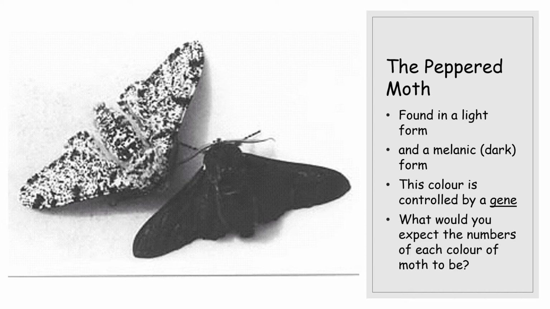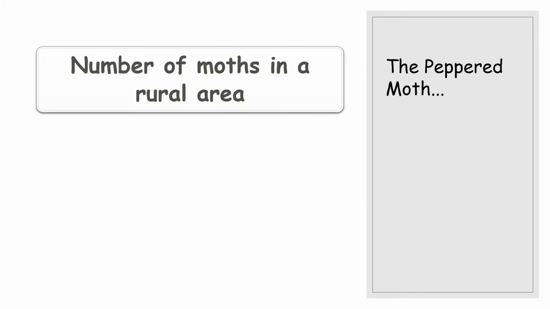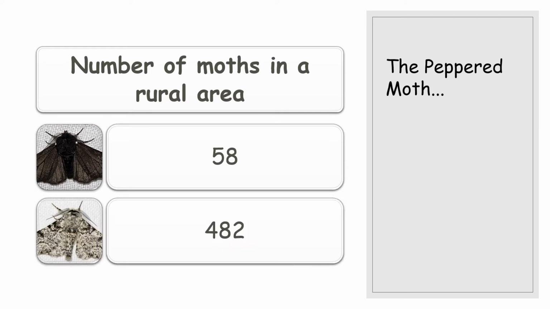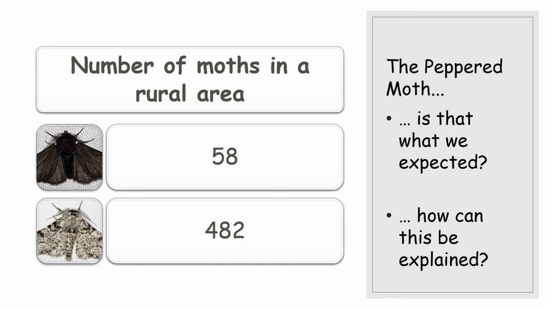So what do we expect the numbers of each of those two types of moth to be? Maybe you might expect the numbers to be equal. It's just random that there's light coloured moths and dark coloured moths. But if we were to sample the peppered moth in a rural area, what we might actually find is that the numbers of dark and light moths is quite disparate. So is that what you would expect? And how can we explain that massive difference in numbers between those two forms?